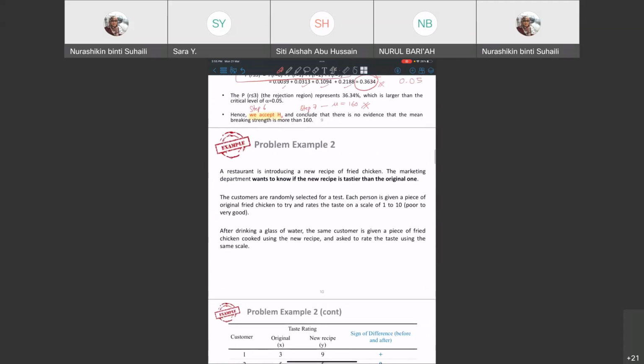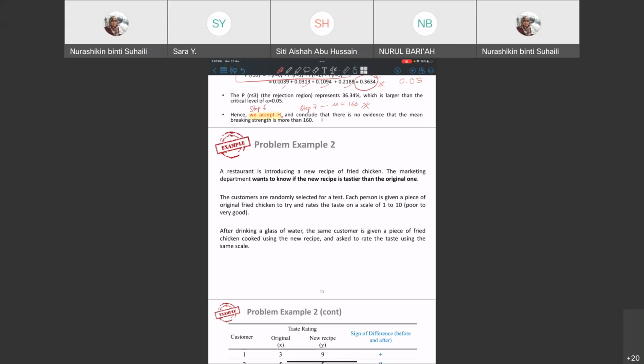Okay. A restaurant is introducing a new recipe of fried chicken. The marketing department wants to know if the new recipe is tastier than the original one. The customers are randomly selected for a test. Each person is given a piece of original fried chicken to try and rates the taste on a scale of 1 to 10. Okay, after drinking a glass of water, the same customer is given a piece of fried chicken cooked using the new recipe and asked to rate the taste using the same scale.